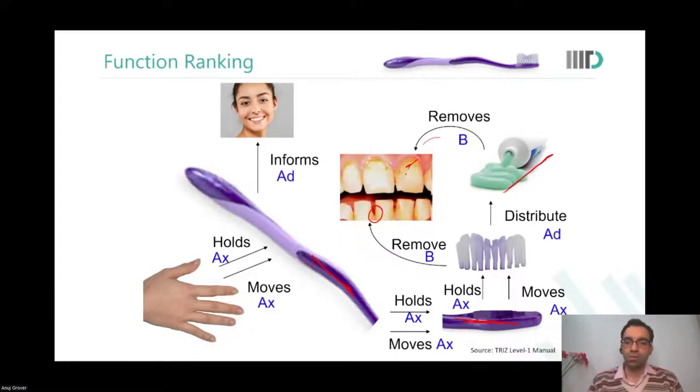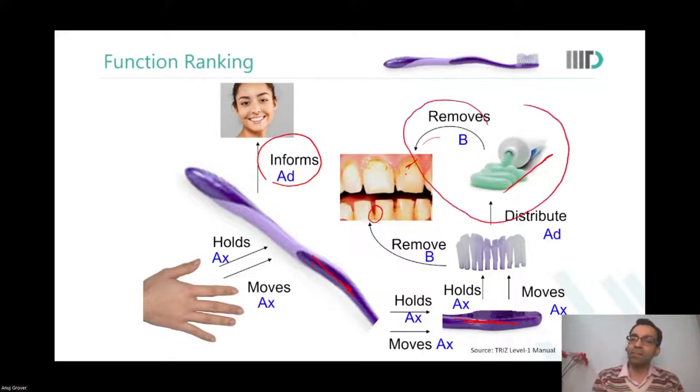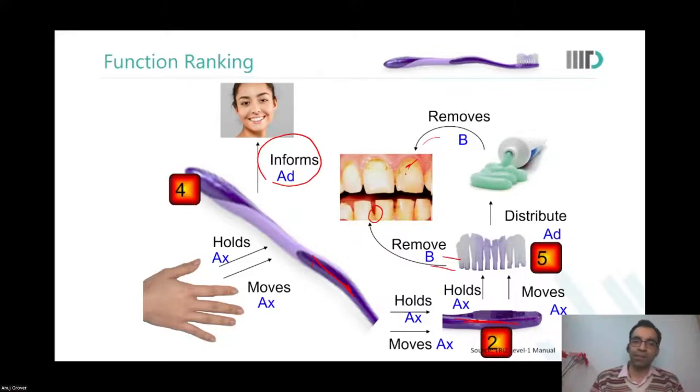So we're just labeling that. Informs is the additional function. Basic functions are only these, and basic functions are done by the toothpaste and by the bristles. All other functions are either additional or auxiliary. So if I want to now assign a function contribution to each of these components, what would that be? The handle has a functional contribution of 4. The head has a functional contribution of 2, and the bristles have a functional contribution of 5.